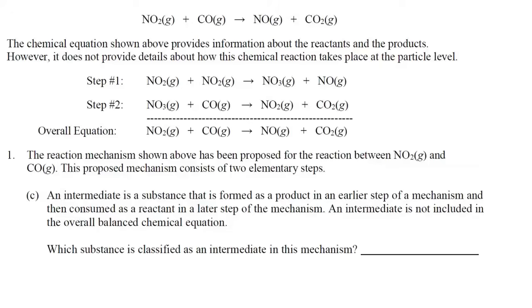So if you look closely at one of the products in step 1, you will see that NO3 appears as a product in step 1, and then NO3 appears as a reactant in step 2. So NO3 would be classified as an intermediate because it is formed as a product in step 1 and then consumed as a reactant in step 2, and it does not appear in the overall balanced chemical equation.